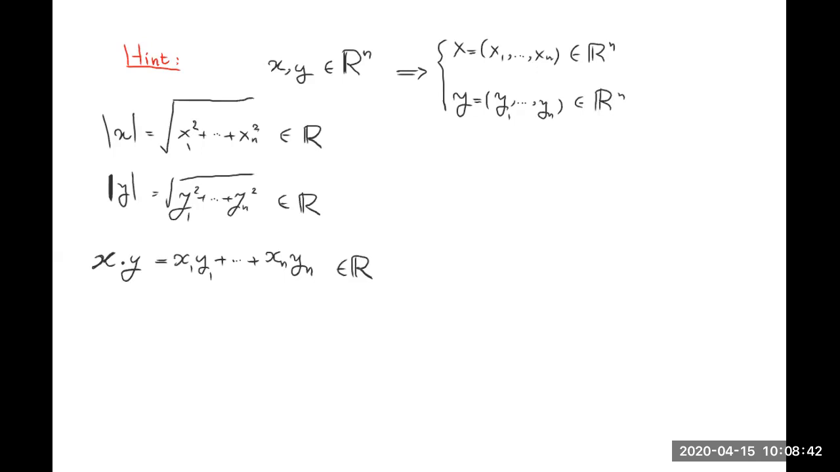There is a famous inequality relating these three numbers. Does anyone know what that inequality is, or even its name? I forgot. Is it that the norm of x plus y is greater than the norm of x plus the norm of y? What you are saying is a correct inequality, but it doesn't contain the inner product of x and y. We want to relate all these three quantities.